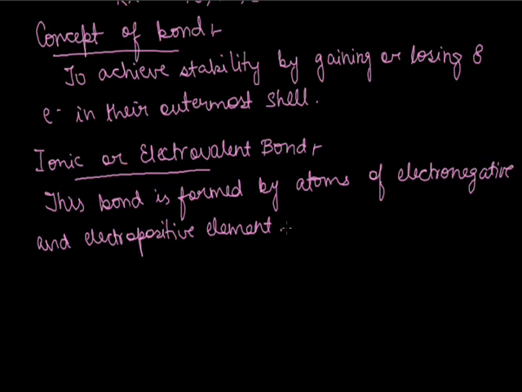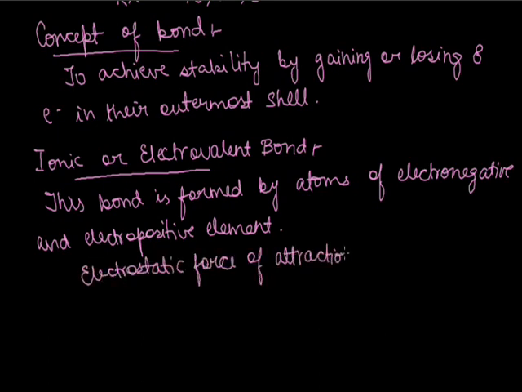When an atom of an electropositive element comes in contact with that of an electronegative element, then the electropositive atom loses electrons and becomes positively charged, while the electronegative atom gains electrons and becomes negatively charged. Electrostatic force of attraction works between the positively and negatively charged ions, due to which both ions are bonded with each other. As a result, a chemical bond is produced between the ions.